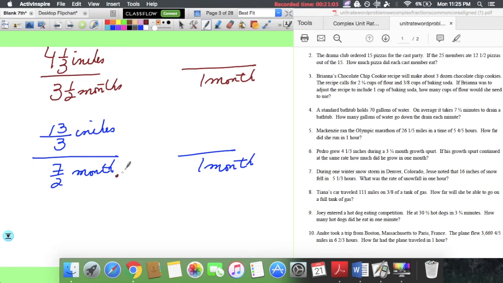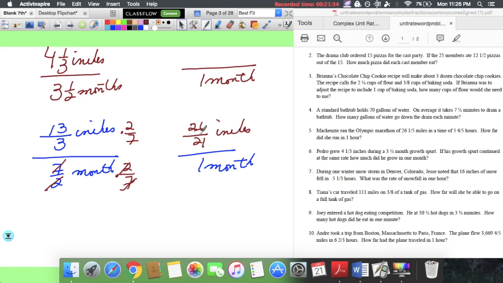So here at the bottom, I multiply by 2/7. Multiply the top by 2/7. This and this, this and this, and I'm left with just a month, which is what I have here on the right side. 13/3 times 2/7. Well, nothing to simplify, so 13 times 2 is 26. 3 times 7 is 21 inches, which I'm going to now rewrite as 26/21.